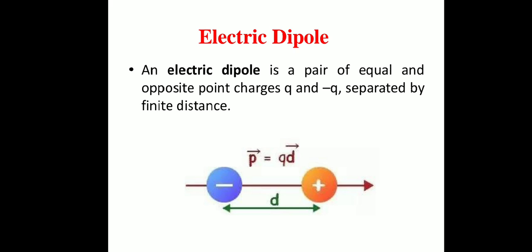Now in the diagram, electric dipole moment is also given. It is denoted by small p bar equal to q into d bar, where q is the magnitude of either charge, d bar is the electric displacement vector, and as d bar is a vector quantity, p bar is also a vector quantity. The direction of electric dipole moment is always from the negative charge towards the positive charge.